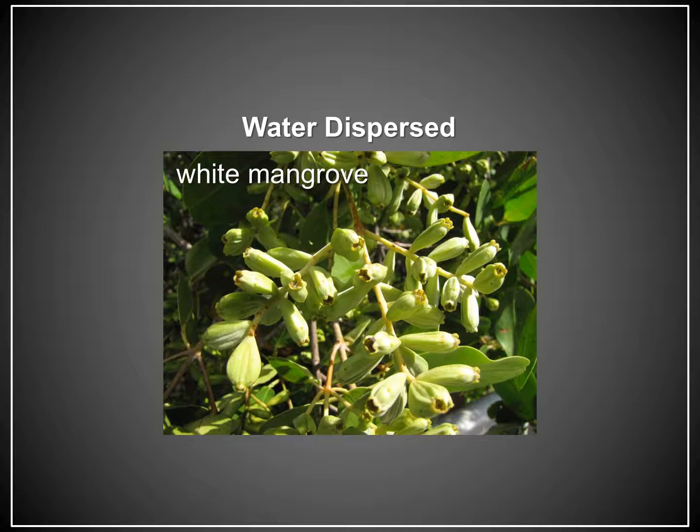White mangrove is a really interesting species that relies primarily on water for seed dispersal. The species is found along watercourses, and the fruit of this species almost resembles a sailboat as it floats downstream to be deposited.